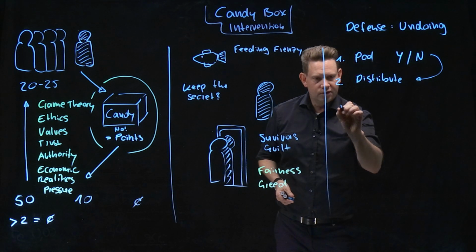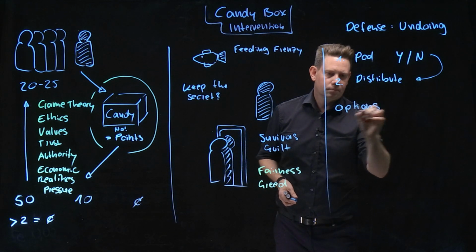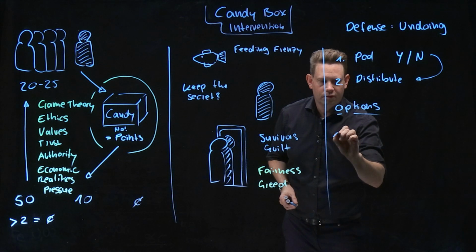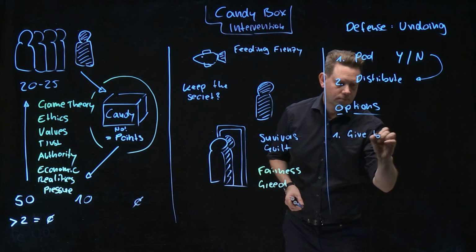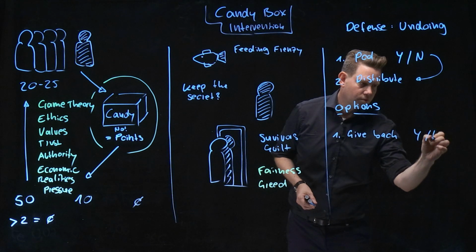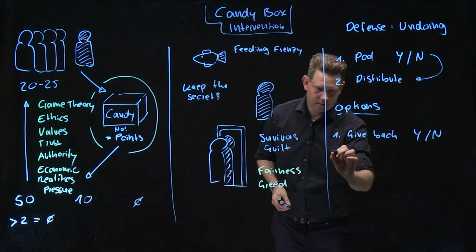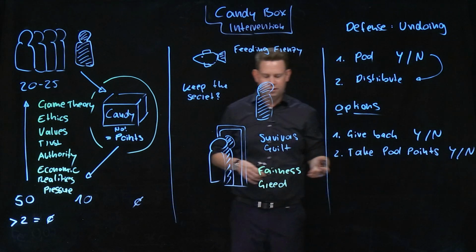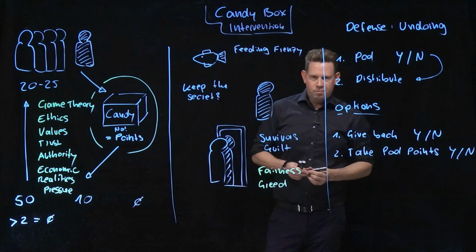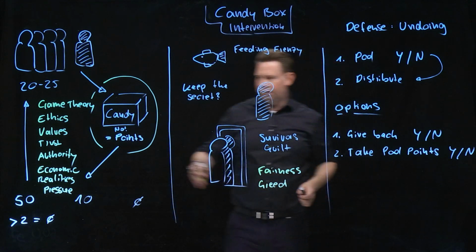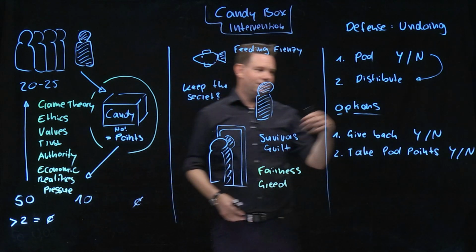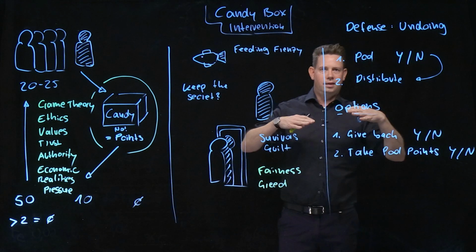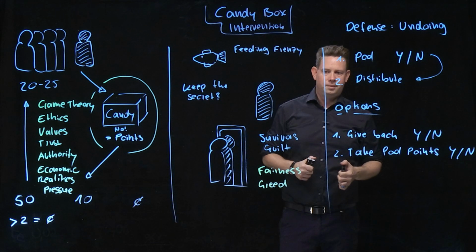So the options are, after I've pooled them and I will distribute them, first of all, would you like to give them back? Yes or no? And the second question is, would you like to have the additional points from the pool, yes or no? And you might have done the calculation already. If I have chosen 50 points, decided not to give them back, but decided to take points from the pool, I might be able to get even more points than the 50.